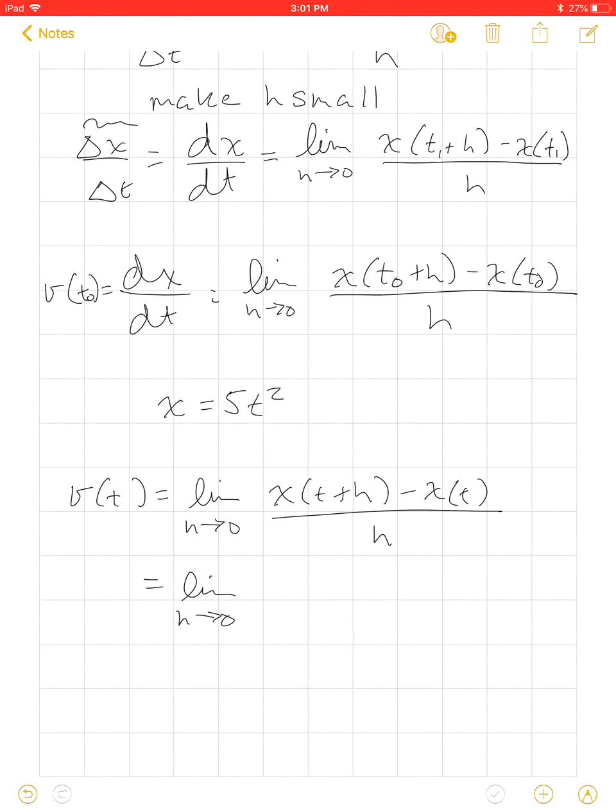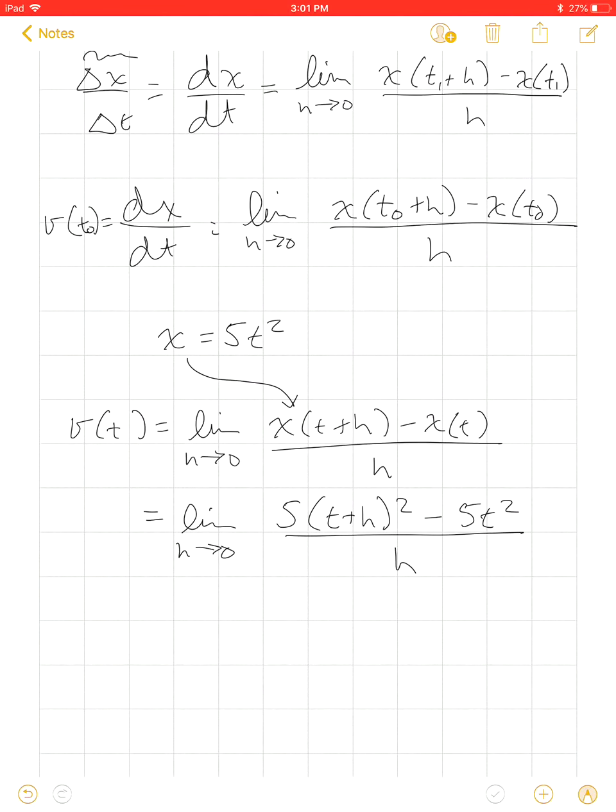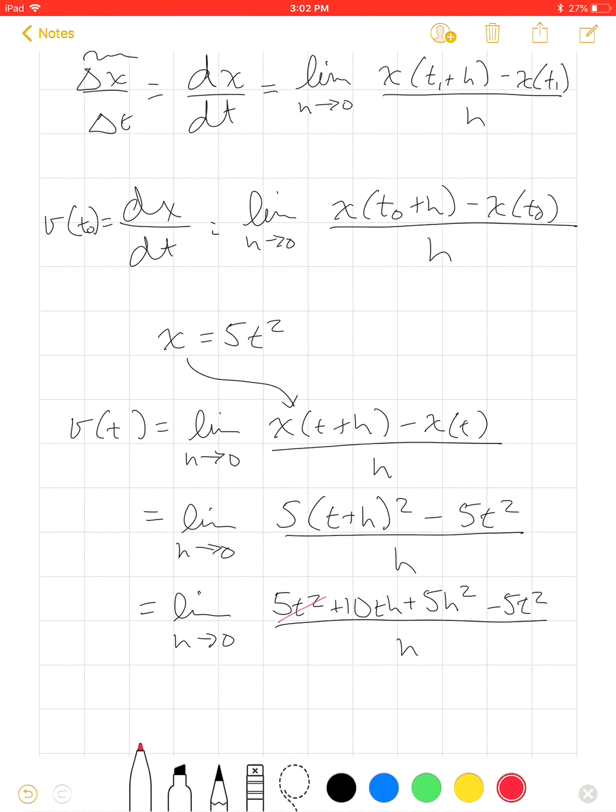What we're going to do is we're going to substitute this equation in for here, for this. So we're going to have 5. Now t is going to become t plus h, and we're going to square that, right? Minus x of t, well, x of t is just 5t squared. Okay, all of this will be over h. We're going to multiply that out. So we've got 5t squared plus 10th plus 5h squared minus 5t squared over h. Well, the 5t squared terms are going to cancel, right?